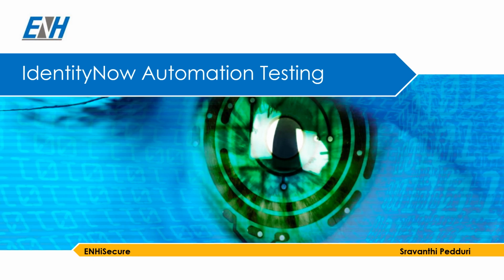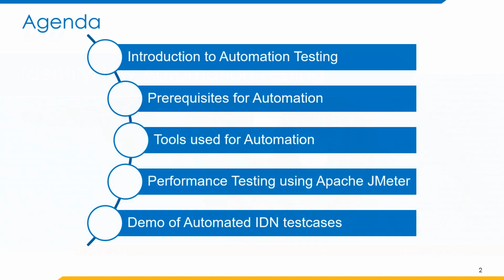In this presentation, we are going to see about IdentityNow automation testing. The agenda of this presentation is to see an overview of the following topics: basic introduction of automation testing and its uses, prerequisites required before starting automation, the tools required for automation. Next, we are going to discuss load testing using Apache JMeter, and then we are going to discuss the demo on execution of test cases. Coming to the next slide, we are going to discuss about introduction to automation testing.